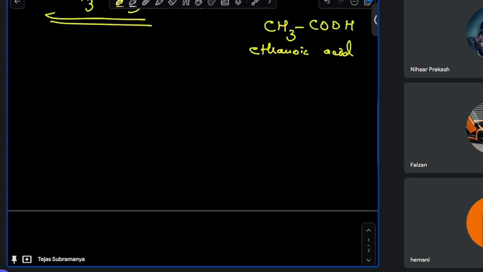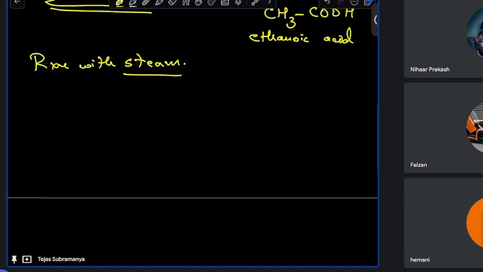Okay. Next is what happens when we react with steam. It's called reaction with steam. Now, don't get confused. Water and steam are technically the same. But if they're using steam, always understand the temperature is really high. If the temperature is really high, it should be mentioned in the equation stage.